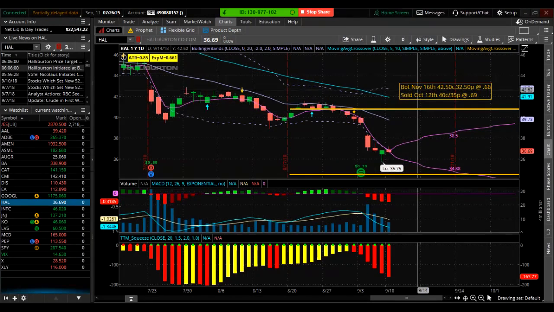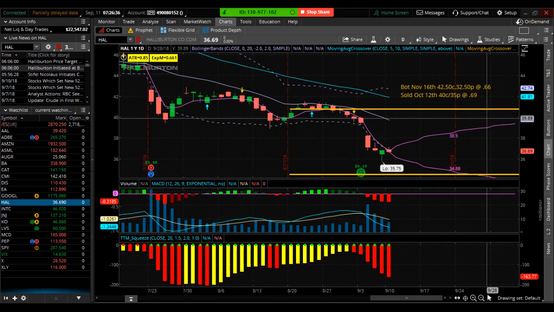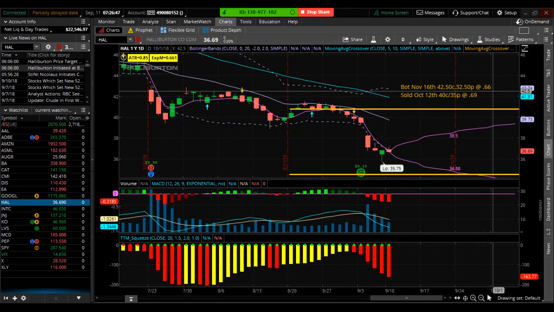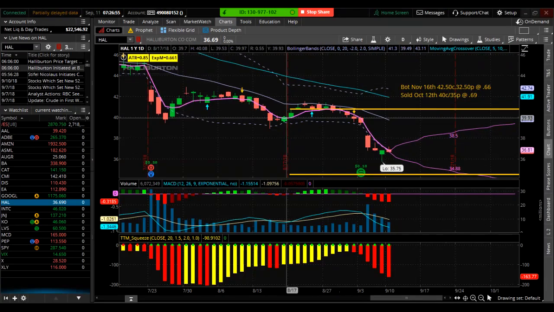So here's what I did. I bought the farther out November 16th 42.50 calls and 32.50 puts. Cost 66 for both of those. The October 12th, I sold the 40 calls and 35 puts. That's a 2.50 strike width, but I got 69 for that. So actually, I got paid $3 to get into this trade. My commissions on that were $3, so actually I have a free trade here.